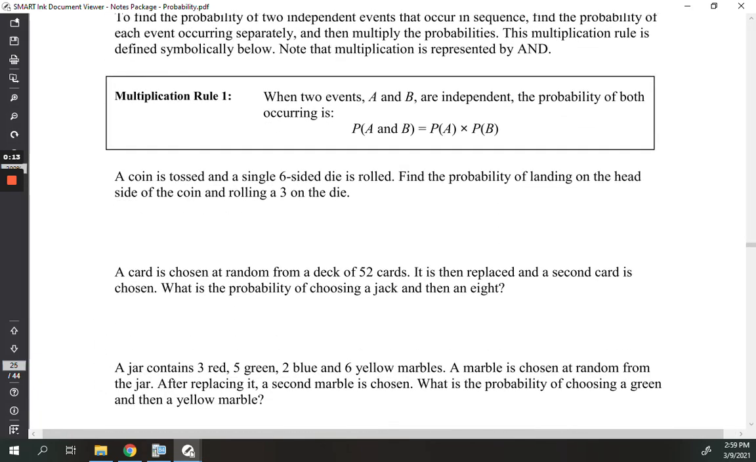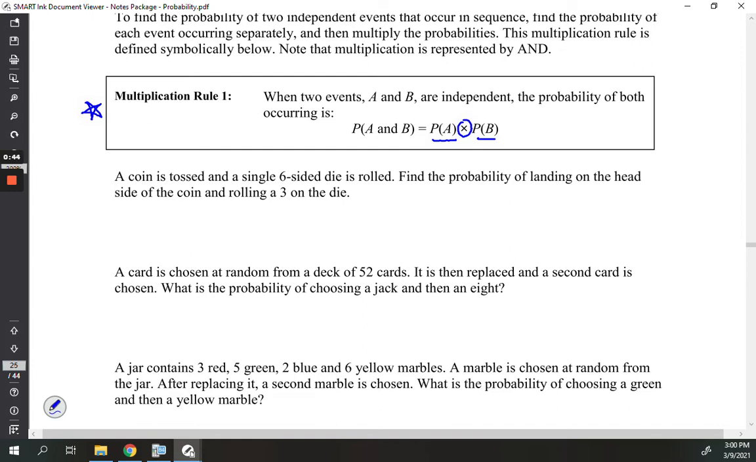Our rule is when two events are independent, we'll get into the difference of that in a minute, the probability of both events occurring is going to be the probability of your first event times the probability of your second event. It works with what we've been talking about earlier. If you're saying in your head the word or between two things, you're going to add them. If you're saying in your head the word and between two things, you're going to multiply them. So let's look at the first example here.